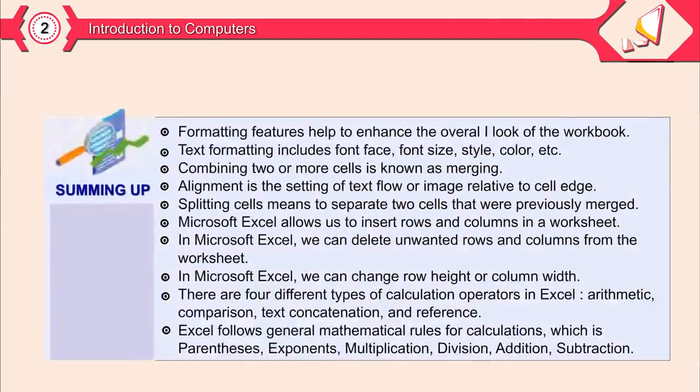Summing up. Formatting features help us to enhance the overall look of the workbook. Text formatting includes font face, font size, style, color, etc. Combining two or more cells is known as merging. Alignment is the setting of text flow or image relative to cell edge. Splitting cells means to separate two cells that were previously merged.